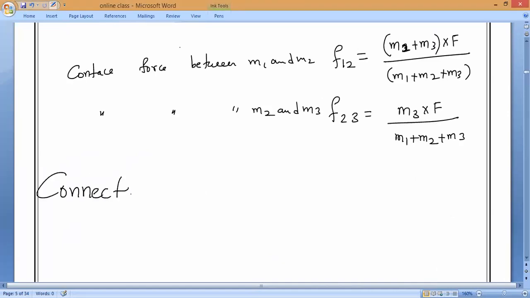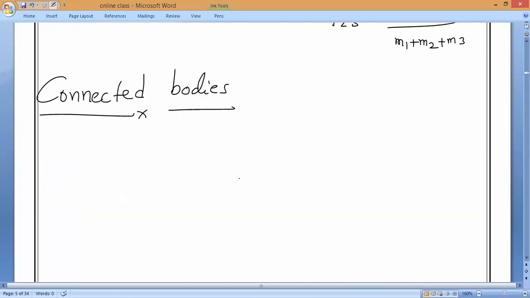Connected bodies. What do you mean by connected bodies? Anybody, let me know who will say. Connected bodies are not in contact, but they are attached to each other with the help of something. For example, you can notice it: one body is present here, another body is present here, and another body is present here.